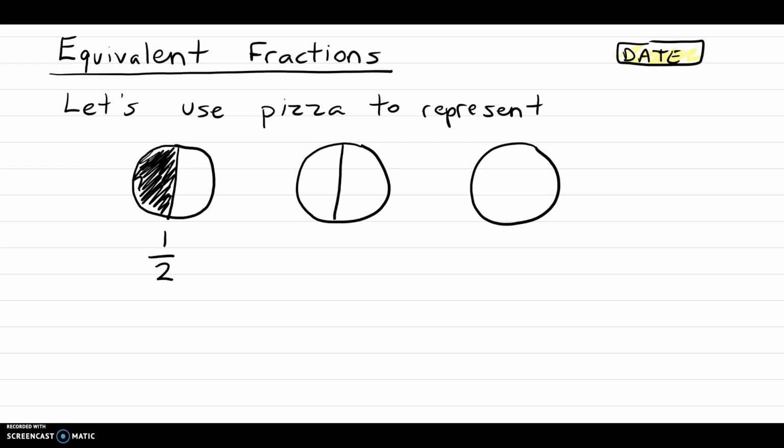What if I cut the pizza up into fourths and wanted a half again? Here I would shade in 2 of the slices and have 2/4. I could keep going. What if I cut it up into 8 slices, and I wanted half here again? That'd be 4/8.